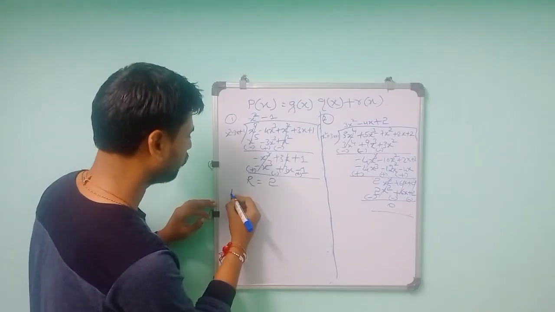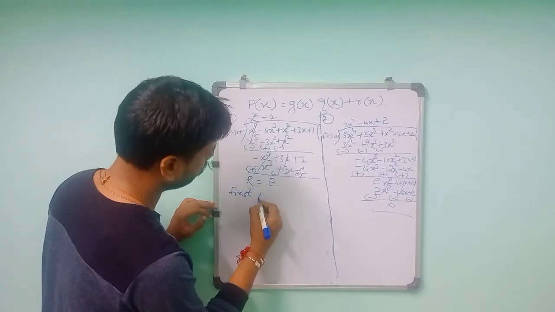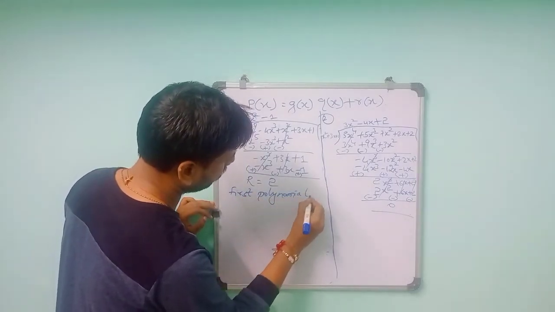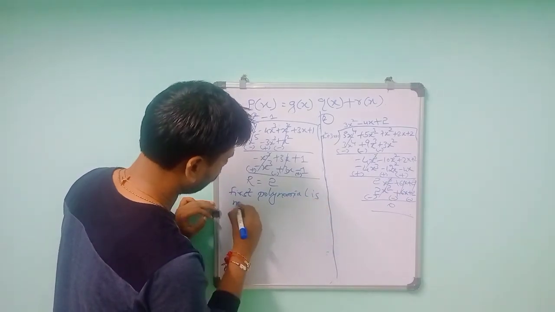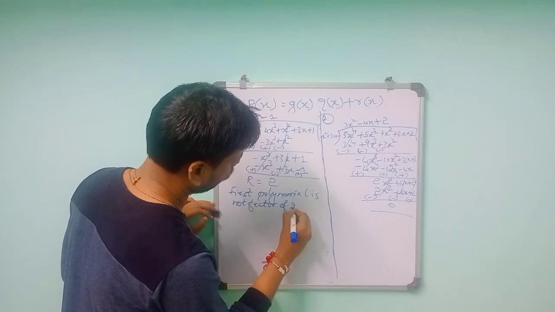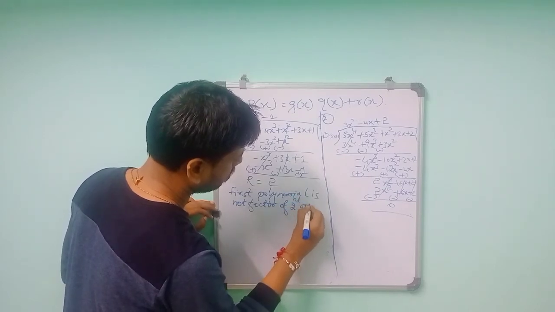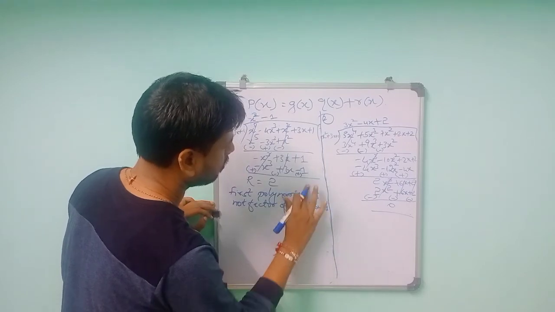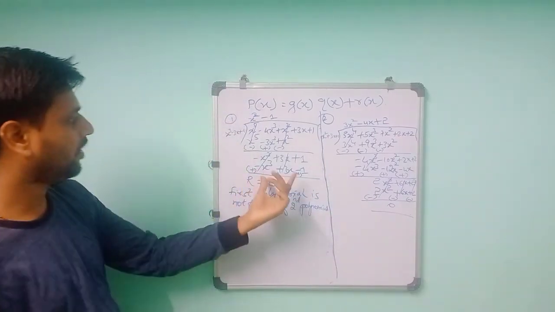So then the first polynomial is not a factor of the second polynomial, because the remainder is 2.